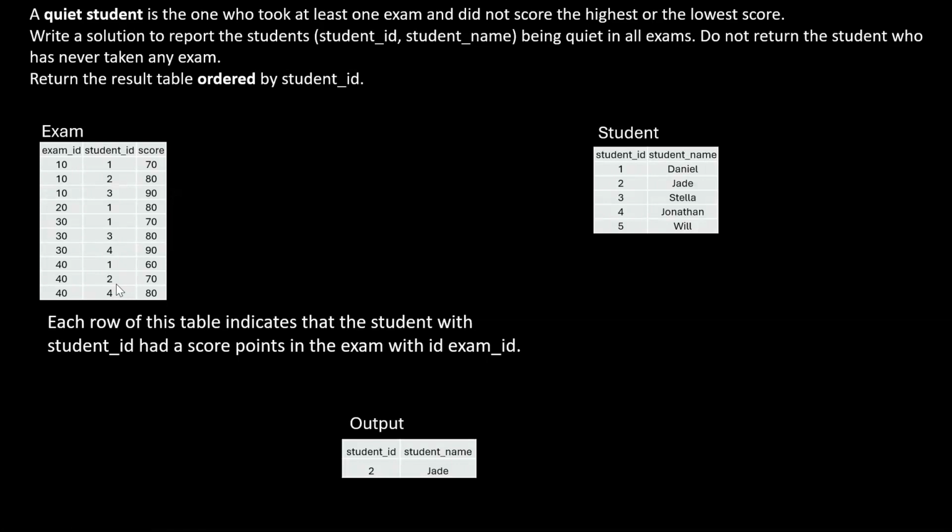Those will be the distinct student IDs who have scored either the highest or the lowest score at least once for any of the exams they have appeared for. It will be that data set. And the remaining ones will be my answer, the quiet students who have never done this in any of the exams. So that is the simple approach that we can follow. Now let's jump to the IDE and start writing the query for this.